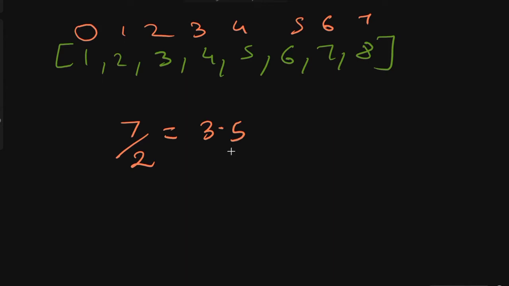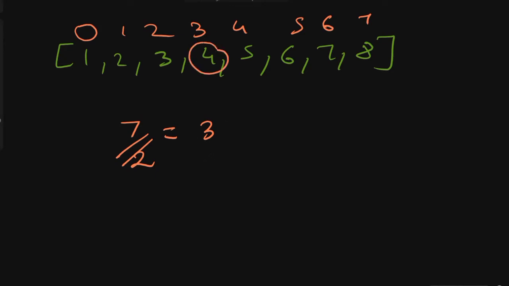And in the list, we can't take any fractional value. So either you can take the ceil or you can take the floor. I will just do integer division. So it will return me 3.5, sorry, it will return me 3 depending on the integer division. So now I received 3.